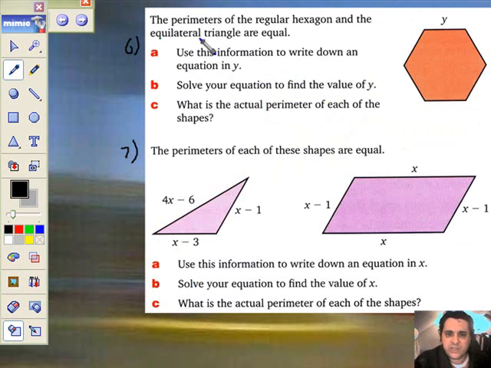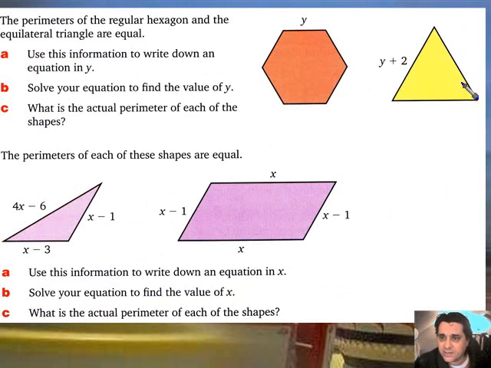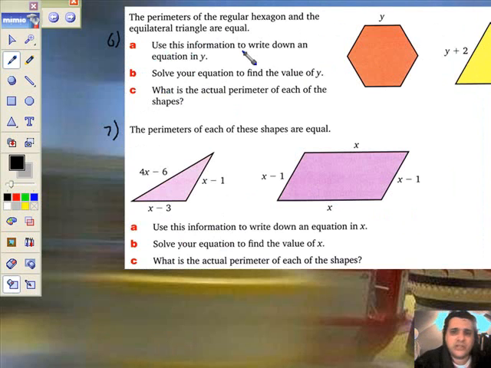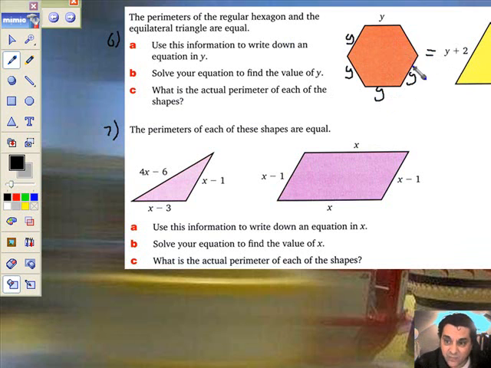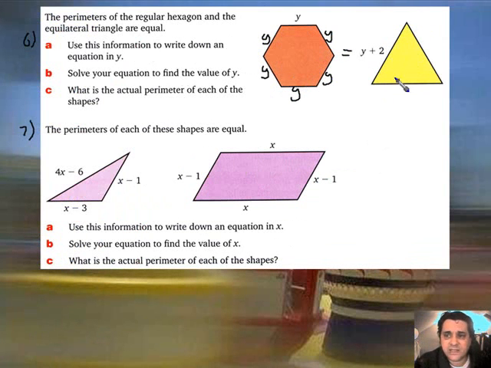We'll do it. So question 6: the perimeters of the regular hexagon, a 6-sided shape, and the equilateral triangle. So all these are 60, 60, 60 in terms of angles, and all the angles are equal anyway. Use this information to write down an equation with y. Great. Read it again. The perimeters of the regular hexagon and the equilateral triangle are equal. So I'm going to put an equals there. Now, if this is a regular hexagon, all these sides have a length of y. And if this is an equilateral triangle, then all these sides are worth y plus 2, aren't they? So all equal length.